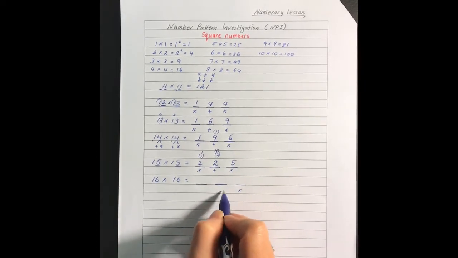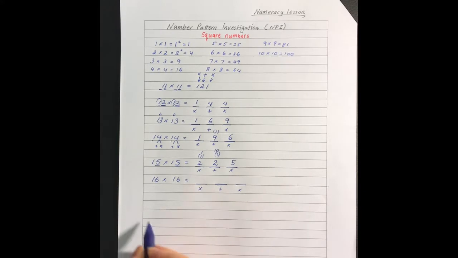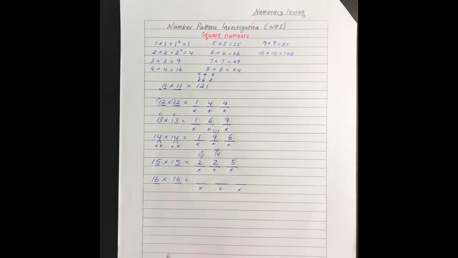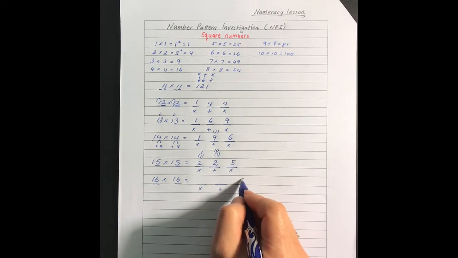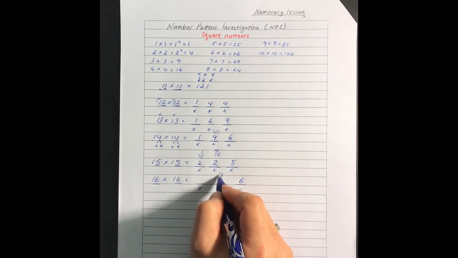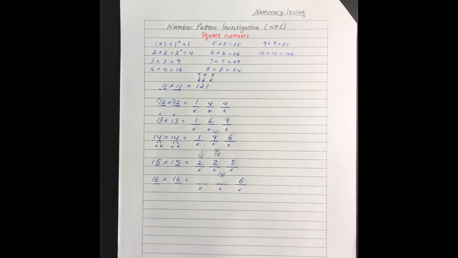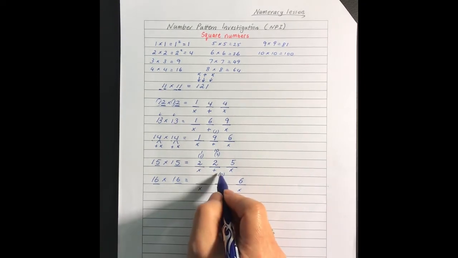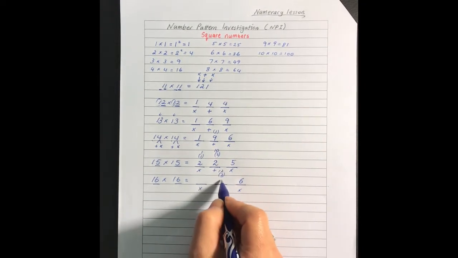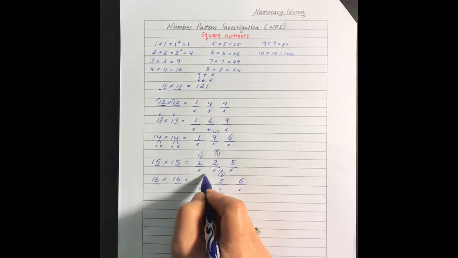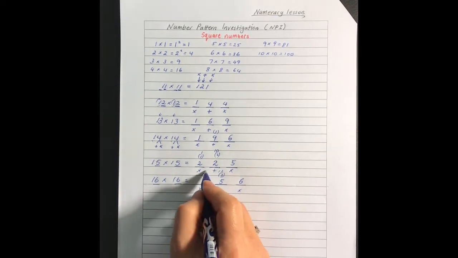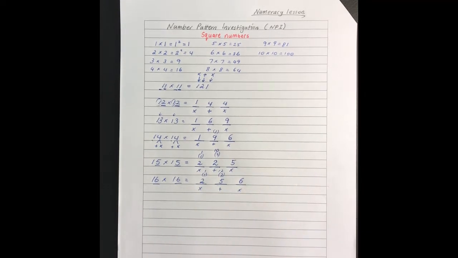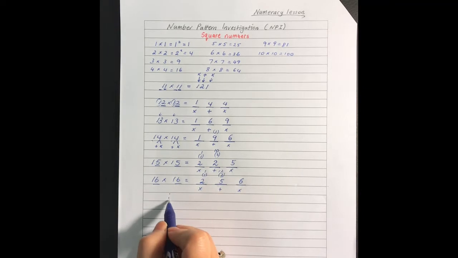Okay, well, let's have a look at 16 times 16. So I'm going to go times, plus, times. I'm going to do the 6 first, 6 times 6, 36. 6 down, 3 up. And 6 plus 6 is 12. So I'm going to plus 12. So 15. So 5 down, 1 up again. And then 1 times 1 is 1. So it'd be 256.